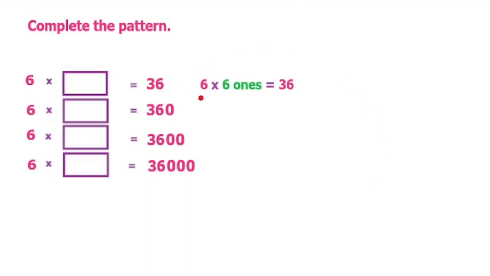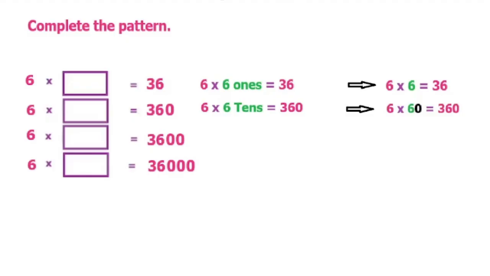So the first thing we can see is we start with the easiest, right? 6 times 6 ones equals 36. And then that just means 6 times 6 equals 36. Then for this one, 6 times 6 tens equals 360. So what does that mean? It just looks like this. So 6 times 60 equals 360. That's what 6 tens means.